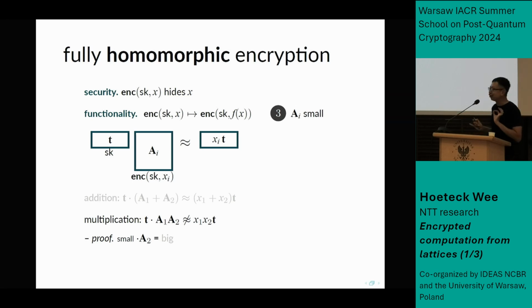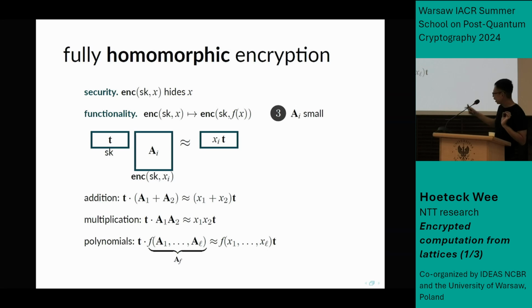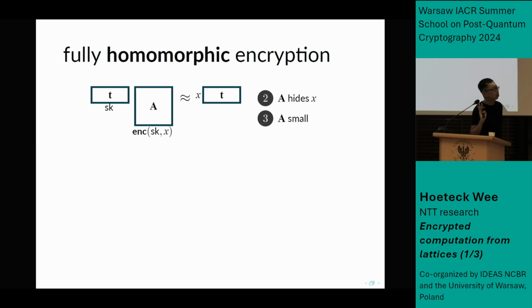Okay? So, good. This gives us the following template for building a fully homomorphic encryption scheme. If A2 is small, then small times A2 is small, then everything should be fine. Right? So this will generalize, like before, to handling any polynomials. You can just add and multiply the matrices together. All right. So with this in mind, we now have the following template for building a fully homomorphic encryption scheme. All you need is a scheme that satisfies the following three properties. Okay? An encryption of X is a matrix A such that T times A is close to X times T.